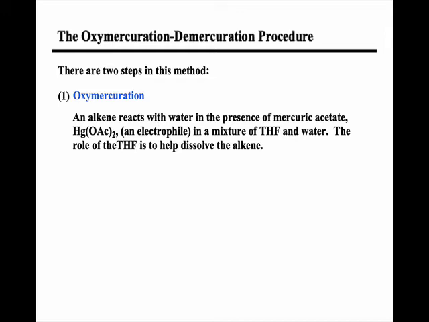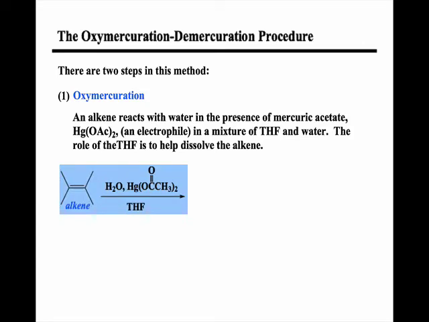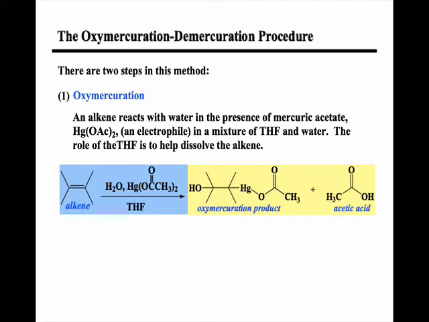This is typically done in a mixture of THF and water. THF is needed to make everything soluble in the water to get the mercury in, and THF and water are miscible with one another, so it's a pretty good reaction mixture for this. In the first step, you have an alkene, mercury acetate, water, and THF. You generate an oxymercuration product where a mercury atom and the oxygen from water as a hydroxide are added across the carbon-carbon double bond. We call this an organometallic species because it has a single metal-carbon bond, and you get acetic acid in the process.